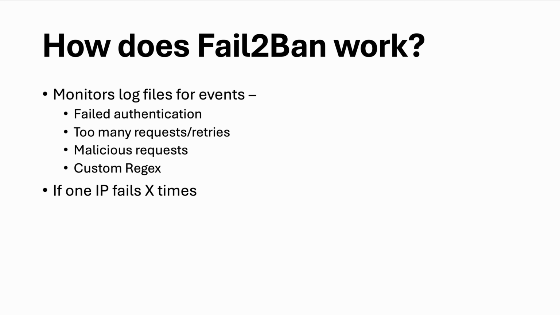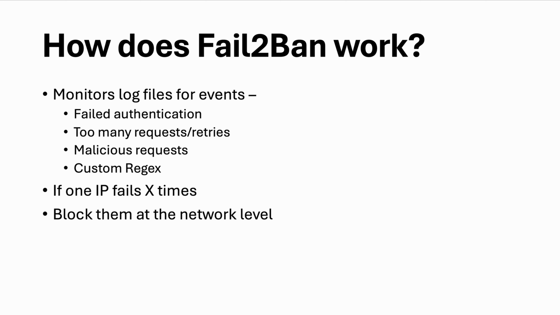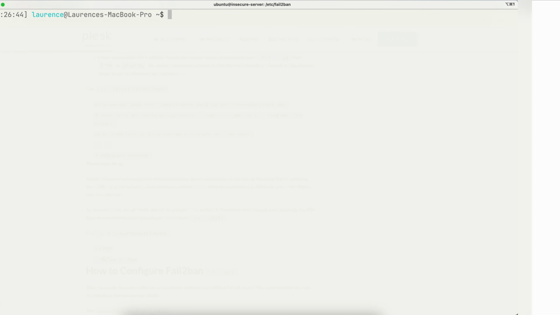Once it's noticed an IP address is breaking one or more of these rules frequently, it automatically blocks them at a network level. We won't go into the deep technical details of how it works in this video, but be sure to check out the link in the description if you'd like to read more about it. Let's head over to our server and get started with setting it up.